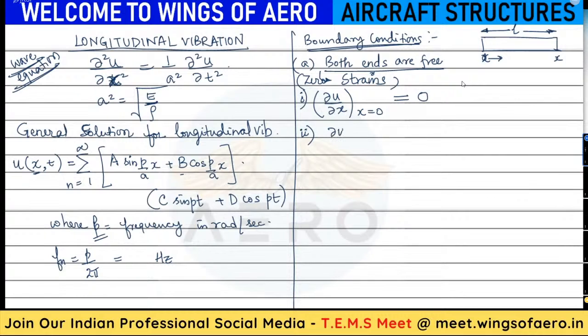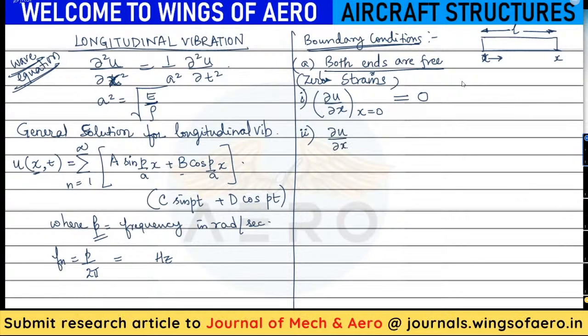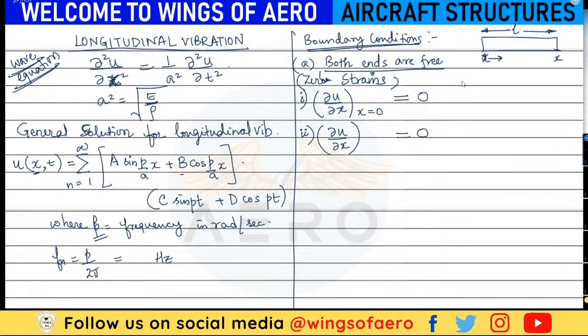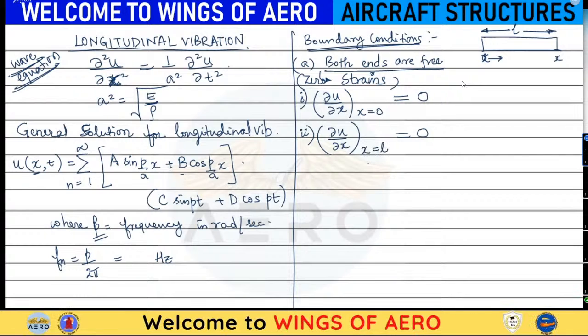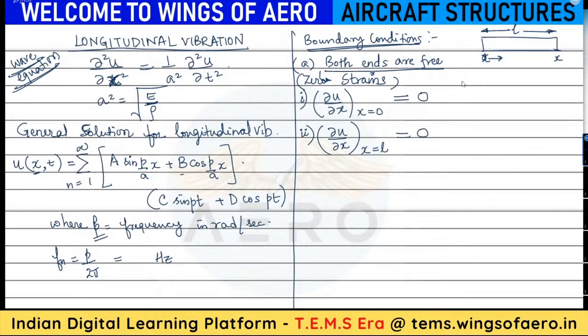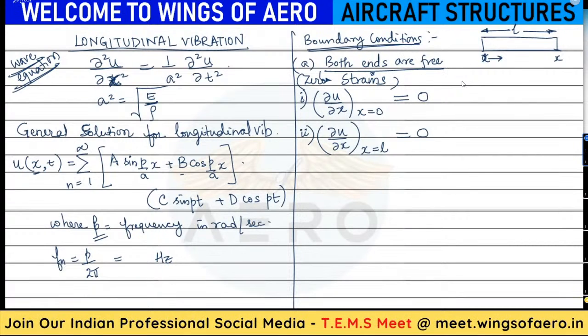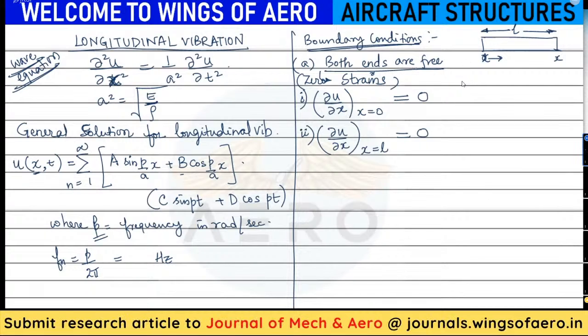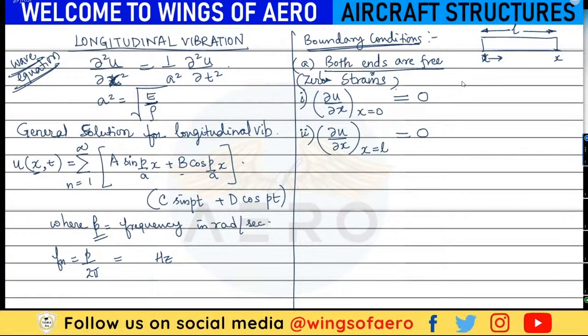Okay, now ∂u/∂x will also be 0 when it reaches the other end, that is, when x becomes L. So these are the conditions to be implemented when both the ends are free. From here, what are the things you got to know? Any beam when both the ends are free will have zero strain.